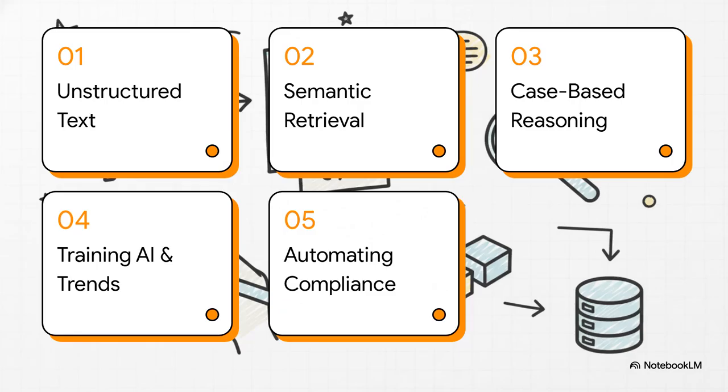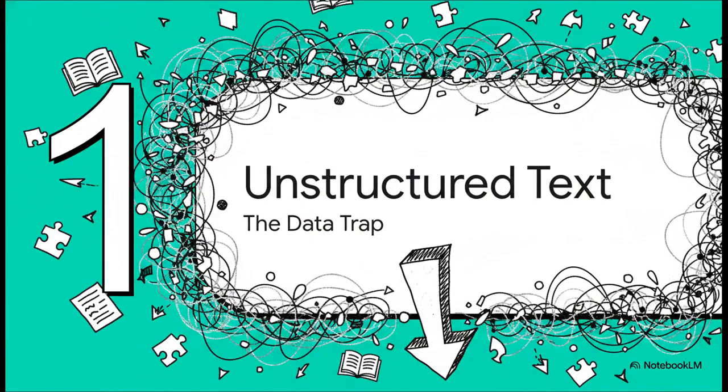Here's the roadmap for today. We're looking at the 5 distinct roles annotated knowledge plays. 1. Unlocking unstructured text. 2. Semantic information retrieval. 3. Powering case-based reasoning. 4. Training AI and extracting trends. And 5. Automating compliance and auditing. Let's get to it.